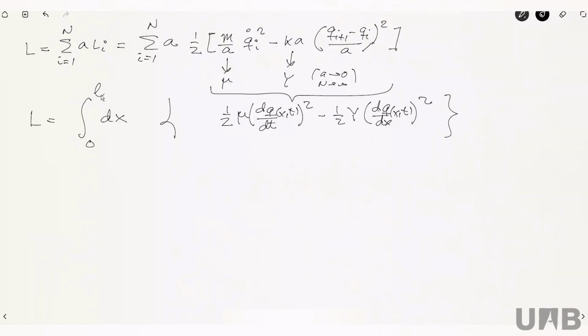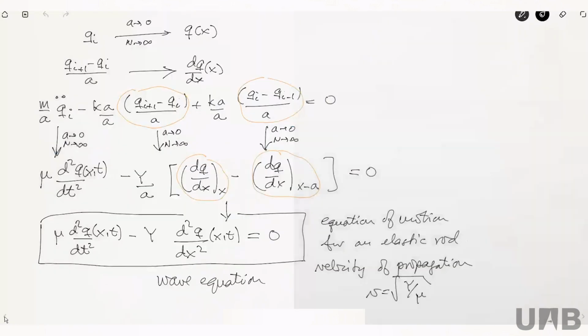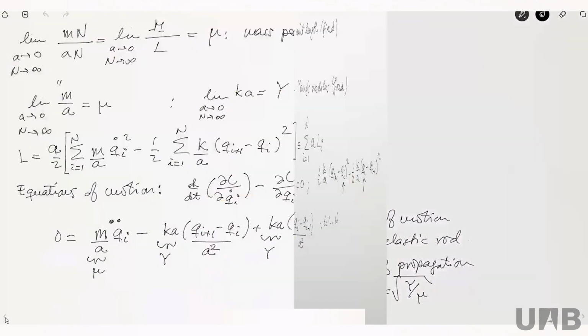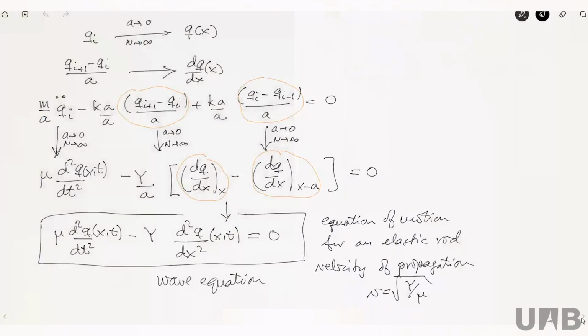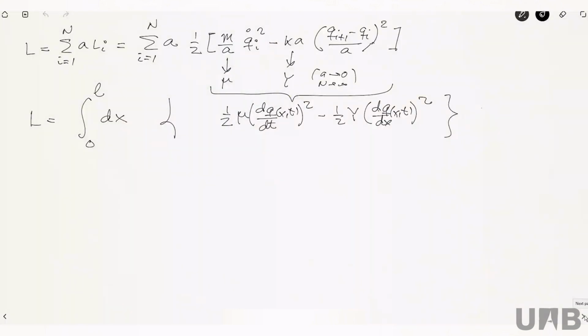From 0 to l, where l is the length of the rod. I'm going to call it little l, so that you guys don't confuse it with the Lagrangian. So now I have a Lagrangian, and now I have the equations of motion that I have to derive from this Lagrangian.